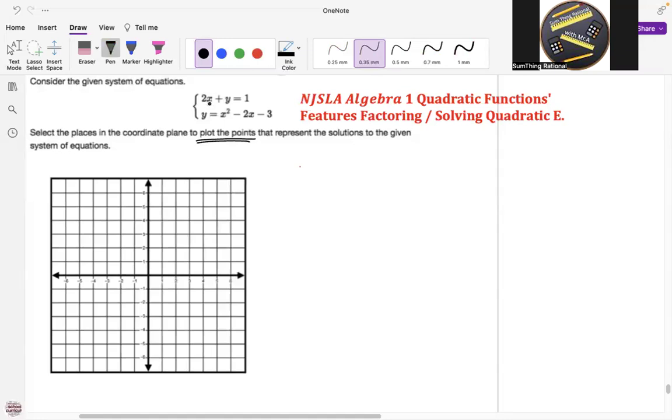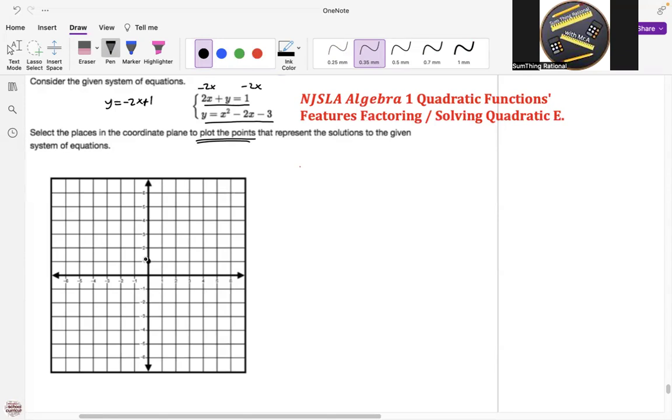Okay, so 2x plus y equals 1 is a linear equation, as you know. And y equals x squared minus 2x minus 3 is a quadratic equation, a quadratic graph, a quadratic function. So it is not in slope-intercept form. Let me try to draw the graph first, okay? If you isolate y here, it becomes y equals negative 2x plus 1. So negative 2 is the slope and plus 1 is the y-intercept. Let's start from plus 1.